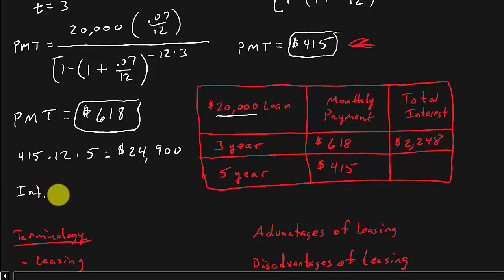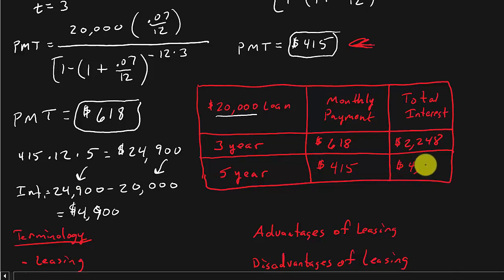So let's see how much I paid in interest. The interest is going to be the $24,900 minus the amount I borrowed. Remember, this is the money that you paid back, how much you paid back total, and this is how much you borrowed. And so that's going to be $4,900. So the total interest here is $4,900. So you can see the difference in the loans.